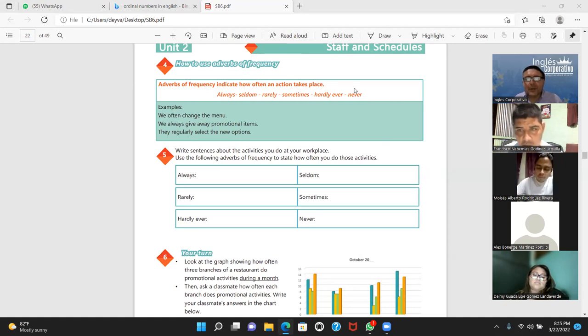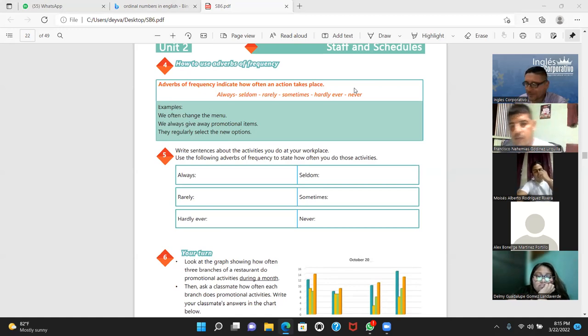Okay, so they indicate how frequent or how often an action takes place. So let me send you an image. Give me a second. El libro les presenta 7, but there are more. And at this level, you should be familiar with more adverbs of frequency.